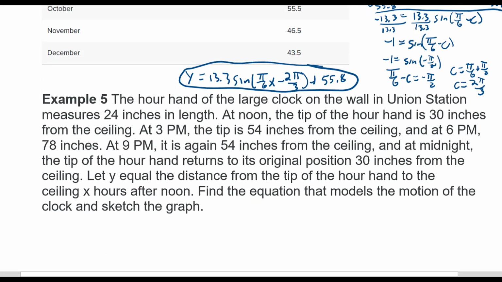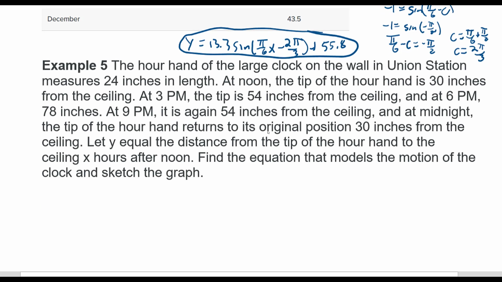The hour hand of a large clock on the wall in Union Station measures 24 inches in length. At noon, the tip of the hour hand is 30 inches from the ceiling. At 3 p.m., the tip is 54 inches from the ceiling. And at 6 p.m., it's 78 inches. At 9 p.m., it's 54 inches again. And at midnight, it's back up to 30 inches from the ceiling.